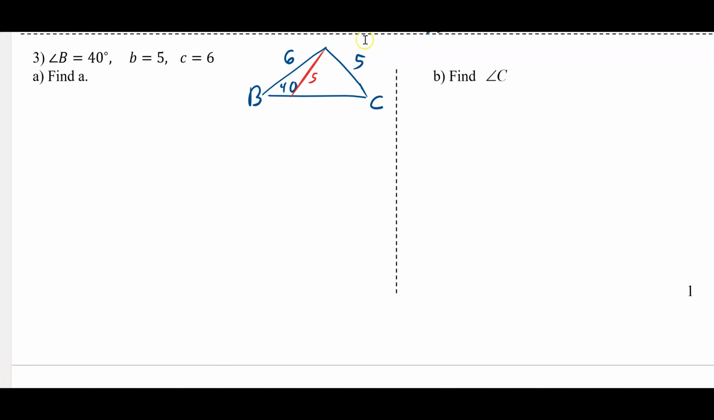We could have a 5 here or a 5 here. It's small enough. If this one gets bigger, then our line comes outside, and it's not going to work. So we should get 2 answers here, where we have an ambiguous situation going on. Let's see how that works with law of cosines.